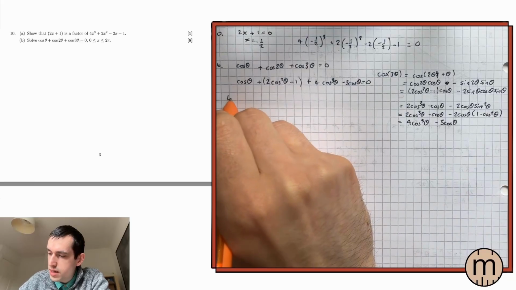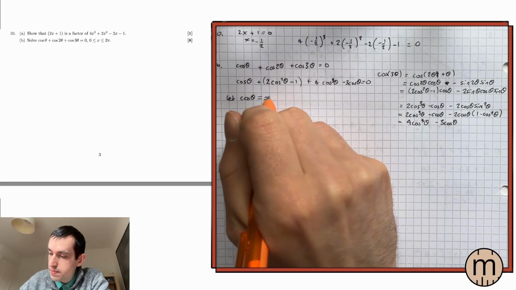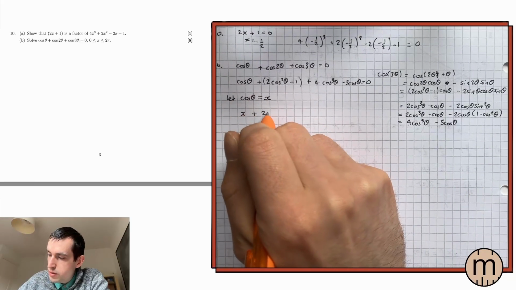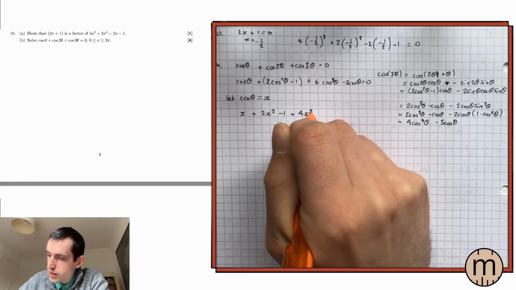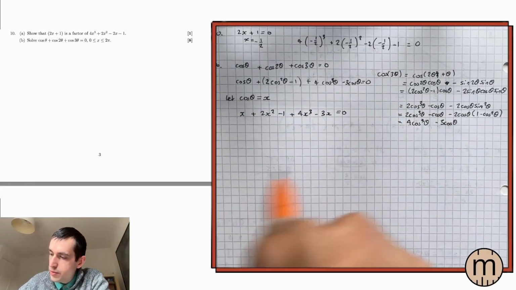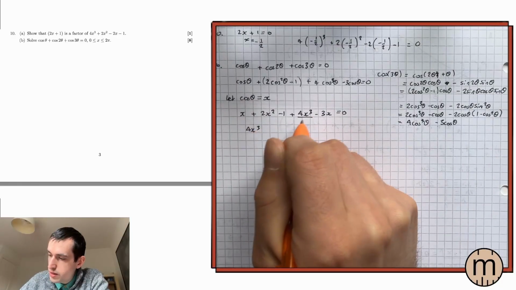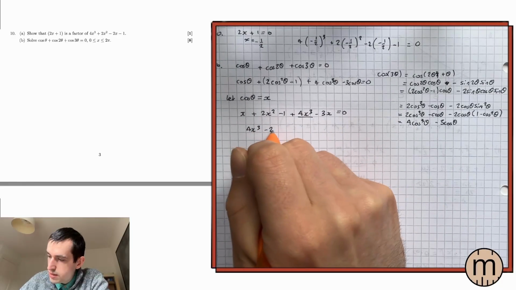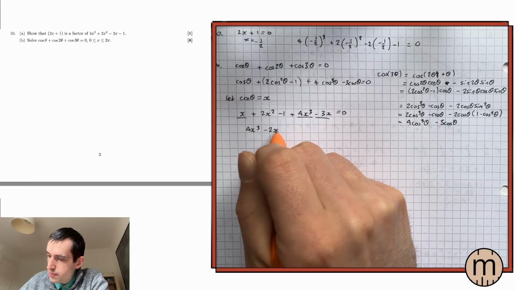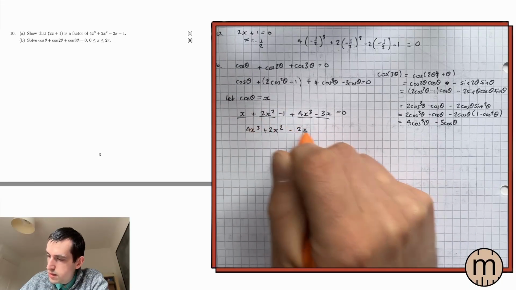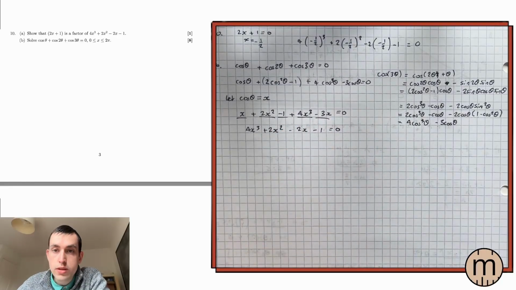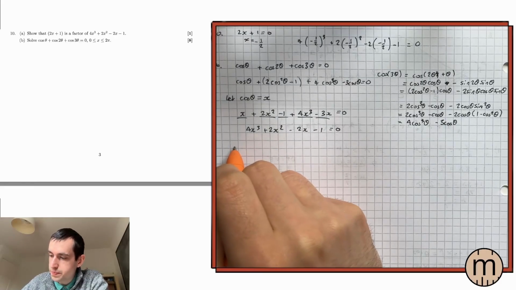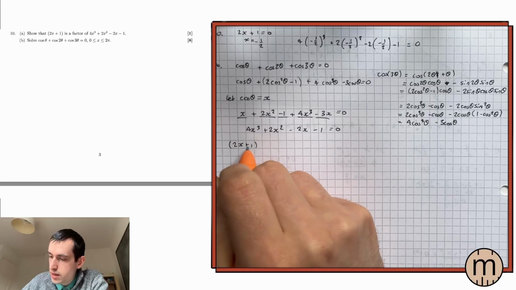Well, if we make cos theta equal x, then this is x plus 2x squared minus 1 plus 4x cubed minus 3x. And if we do a little bit of rearranging, this is 4x cubed plus 2x squared minus 2x minus 1 equals 0, which I'm hoping should match up exactly to what we've got in part A, which it does. So we know what the solutions are now, or at least one of them. So we know that one of the roots is 2x plus 1.